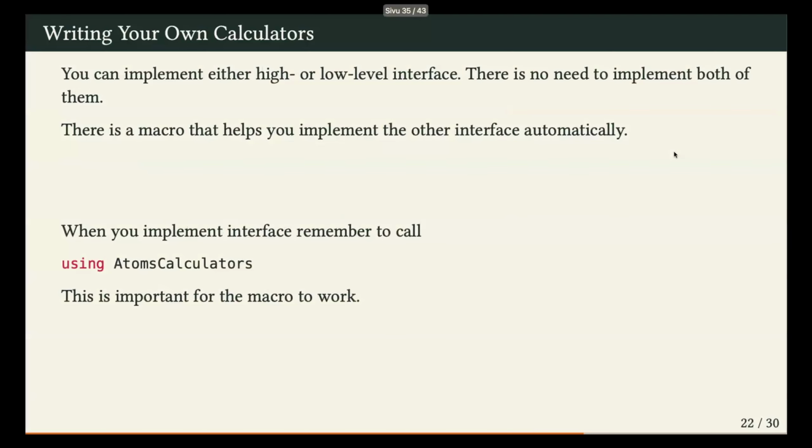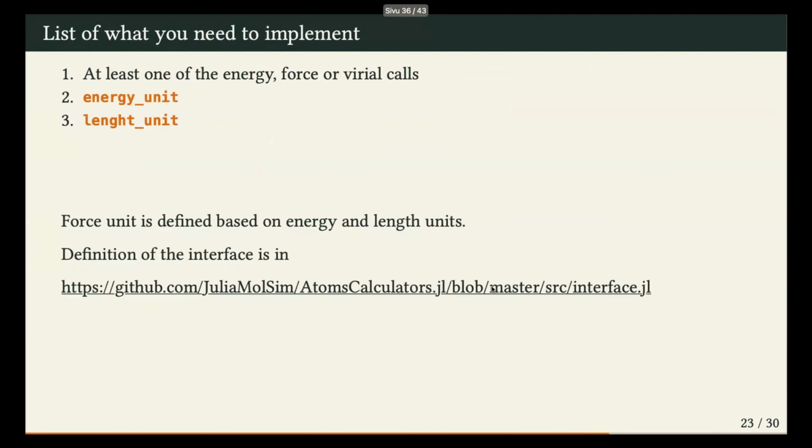But the next thing is writing your own calculators. Basically you can implement either the low or high level interface. And there's a macro that helps you to do it. There are some tricks to use the macro. So if you implement your interfaces, always put this using AtomsCalculators. Otherwise you are asking for problems. And this is the thing that you have to implement. These three things: at least one of energy, forces or virial calls. And then you have to specify energy unit and length unit.